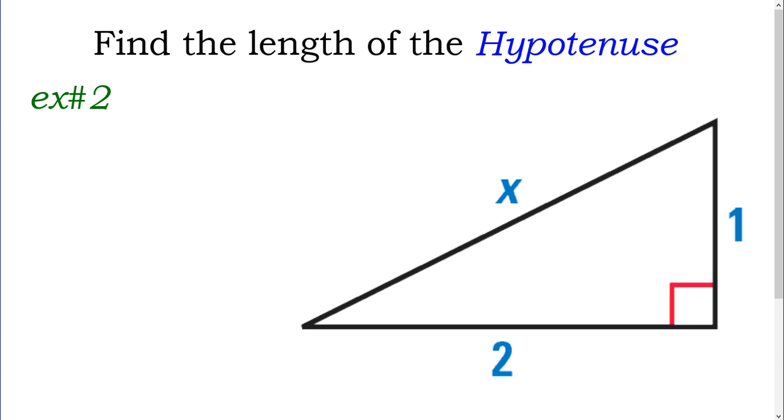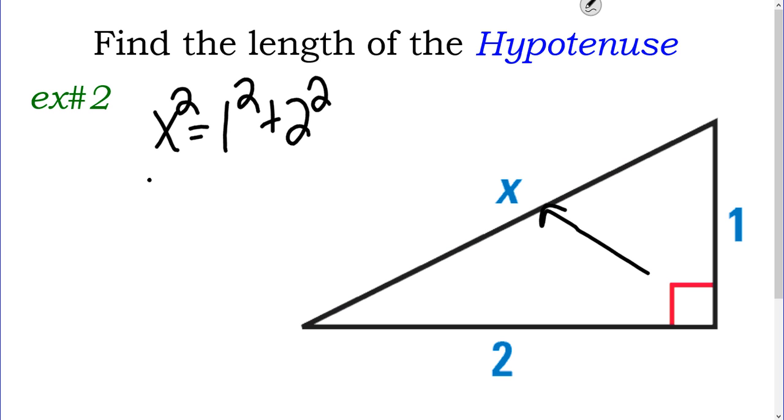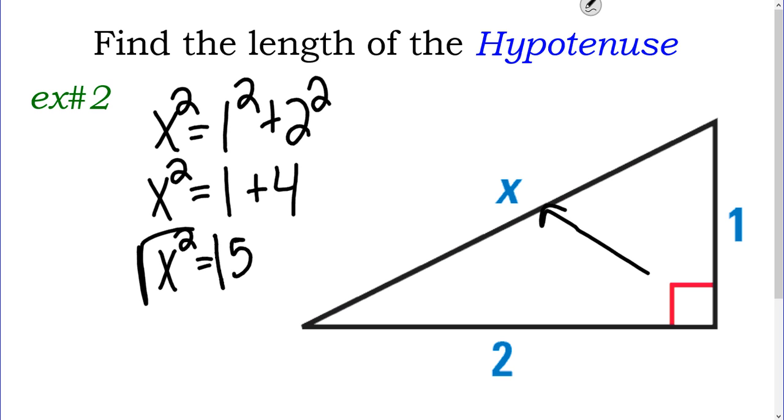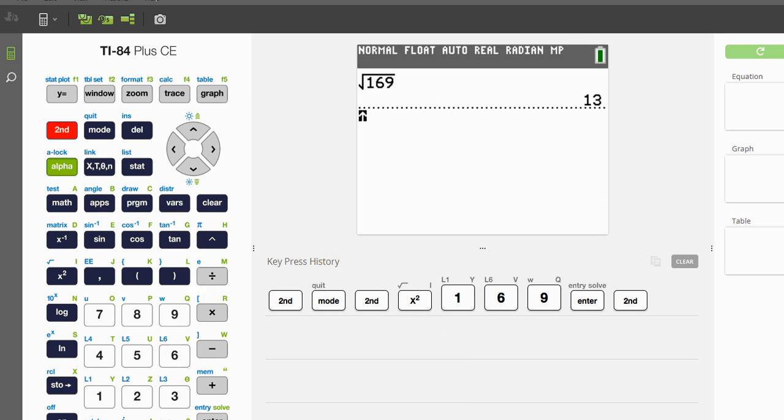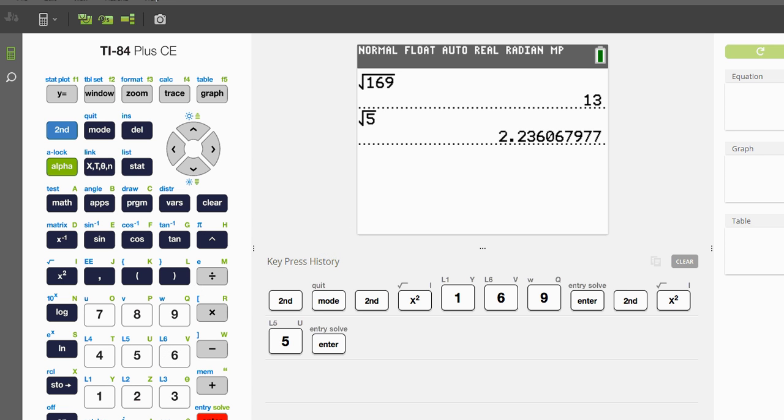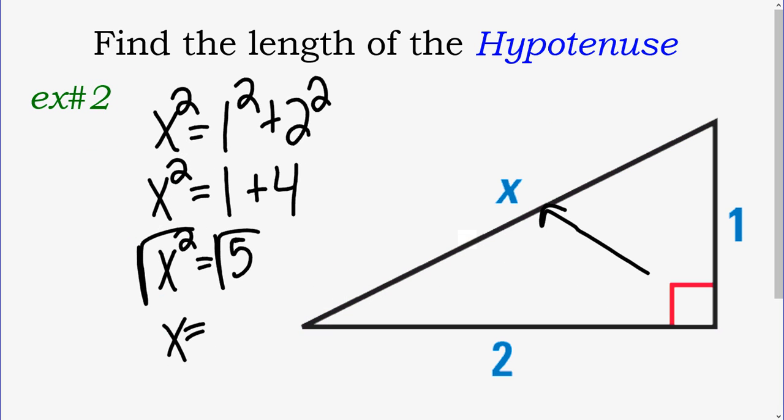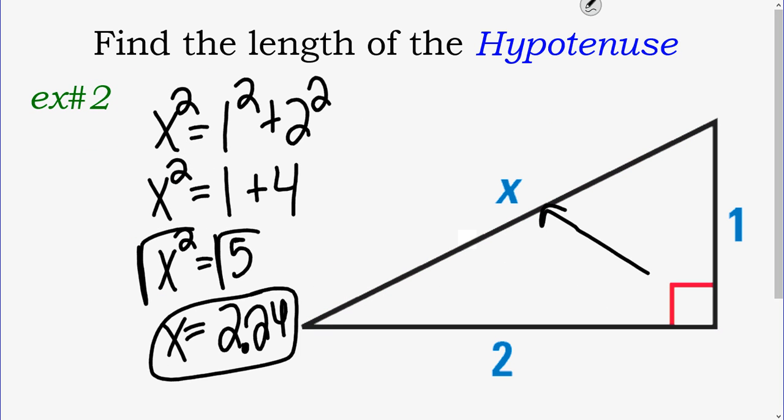So again, hypotenuse is across from the 90-degree angle. So hypotenuse squared equals leg squared plus leg squared. Okay, 1 times 1 is 1, 2 times 2 is 4. Add 1 plus 4 to get 5. Square root both sides, and x equals, and we're going to give a decimal answer, so let's type in the square root of 5 to get 2.24. We'll round to the nearest hundredth, so 2.24 for the length of our hypotenuse.